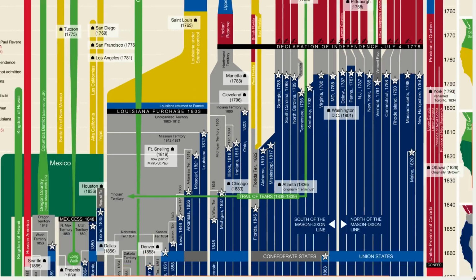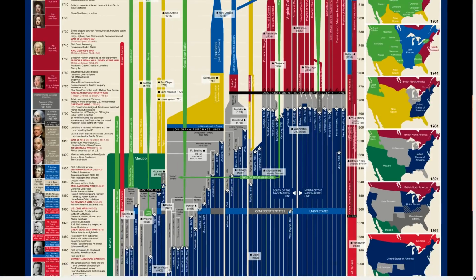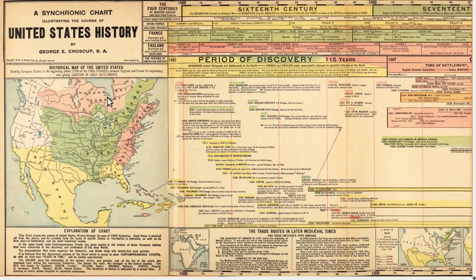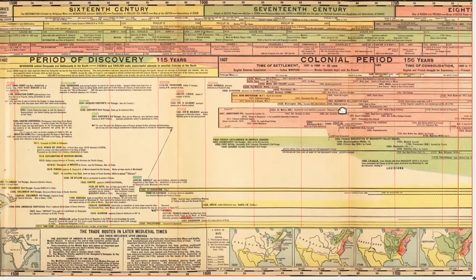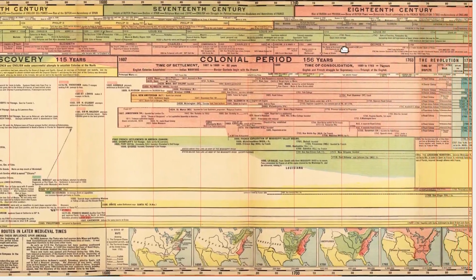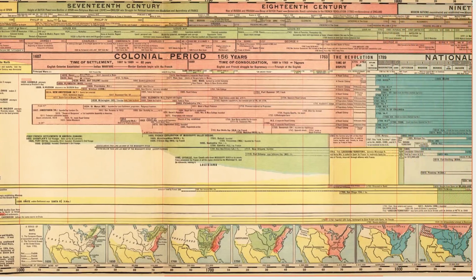Now, I'm not the first person to make a chart like this. I actually got the idea from a much older chart made about 100 years ago by an individual named George Kruskup. And his chart goes horizontally, but is quite similar. It has the changing maps, it has the monarchs and presidents, and it has a line for each colony or state.